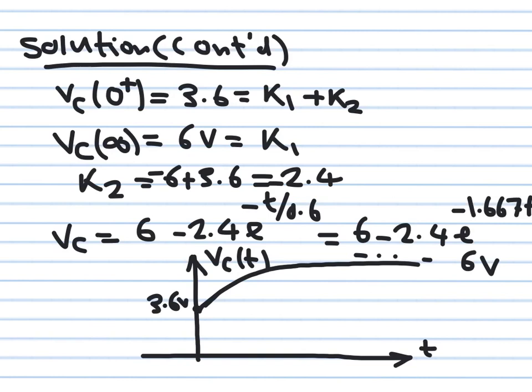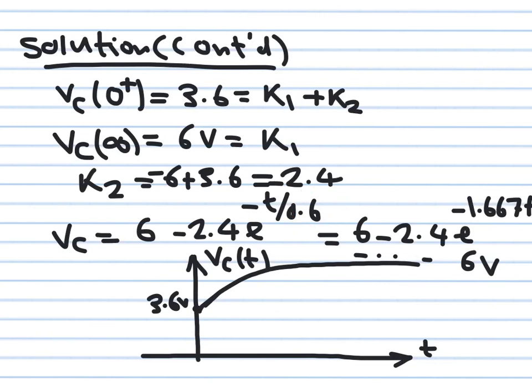So this is the expression for the capacitor voltage. It is 6 minus 2.4 e to the minus t over 0.6 second. So this is all in volts, but this one here is in seconds. So this is how the capacitor looks like. At time 0, it starts at 3.6. And then gradually and slowly it charges up to 6 at infinity. And the time constant through which it is charging is this 0.6. Remember, the 0.6, the time constant, determines how fast the charging or discharging is happening.